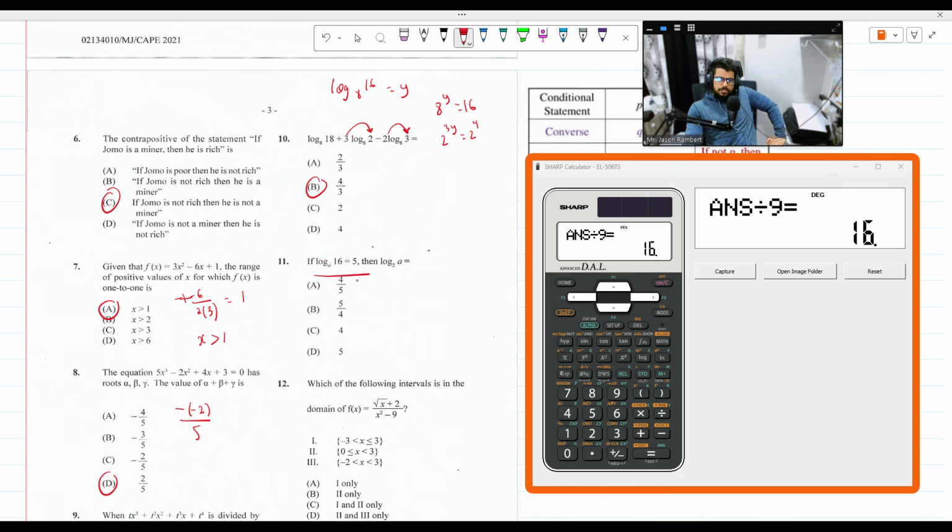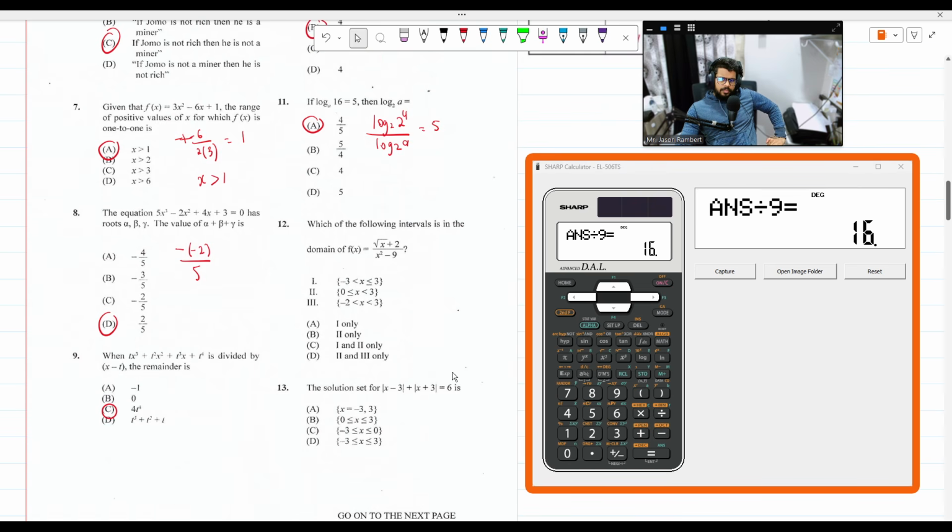Let's just change this to base 2. Log a to base 2 is going to be log 16 to base 2 divided by log a to base 2. I change log 16 to base a, that is 5. Log a to base 2 is log 16 to base 2 divided by 5. Log of 16 to base 2, that is log of 2 to the power of 4. So bring the 4 in front, leave the 5 below, 4/5 is the answer.